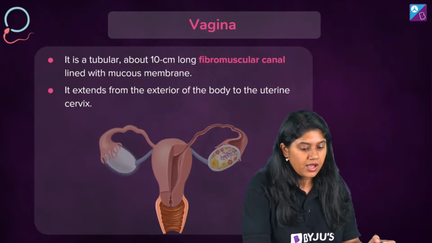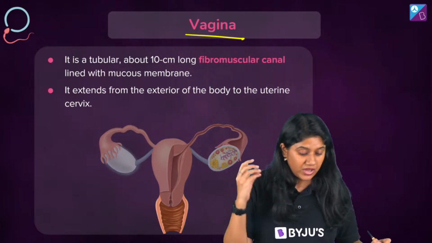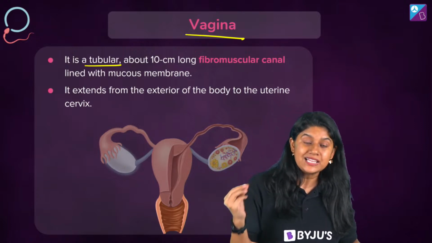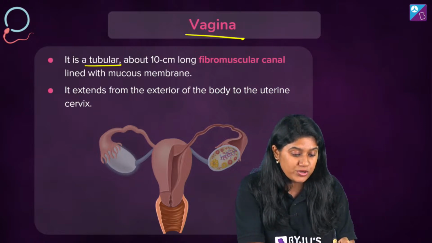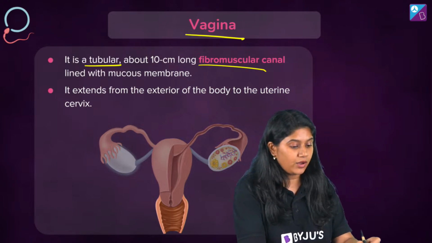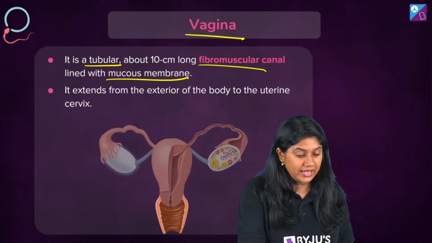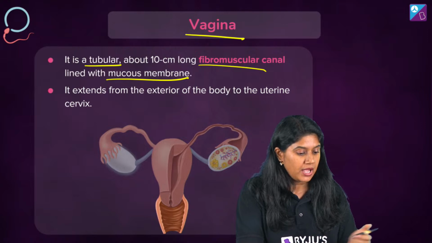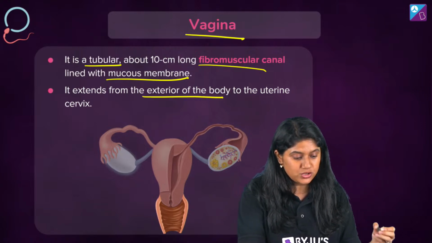So let's get started. Now what are we discussing everyone? We're discussing the vagina. We know that it's a very important structure. It's a tubular structure, 10 centimeter long, and it's a fibromuscular canal which has a lining of mucous membrane. And a very important point, a very crucial topic from the exam point of view also: it extends from the exterior of the body to the uterine cervix.